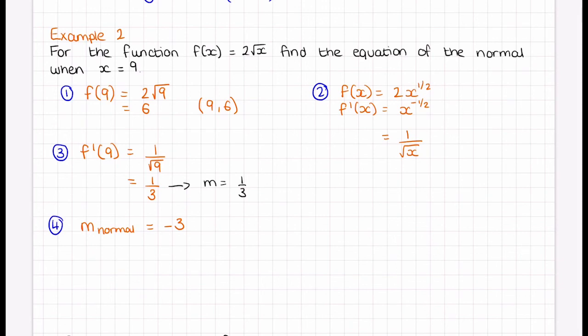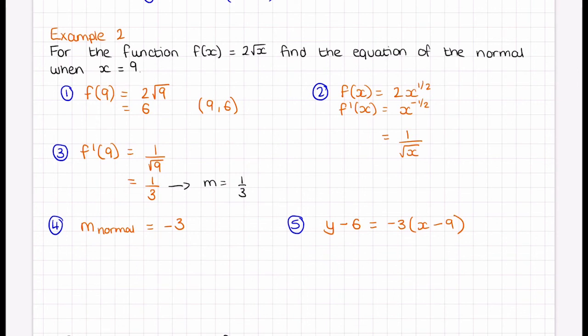And our final step is to put our point of (9, 6) and our gradient of negative 3 into our equation of a line formula. So we'll have y minus the y coordinate, which is 6, equals the gradient, negative 3, multiplied by x minus the x coordinate, which is 9. And there we have our equation of the normal.